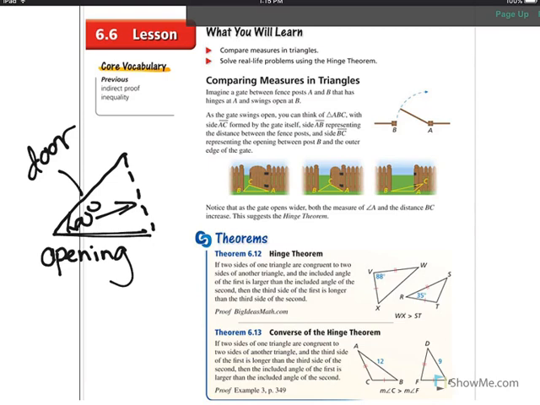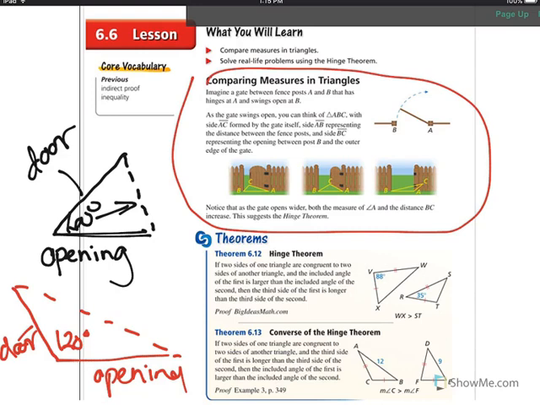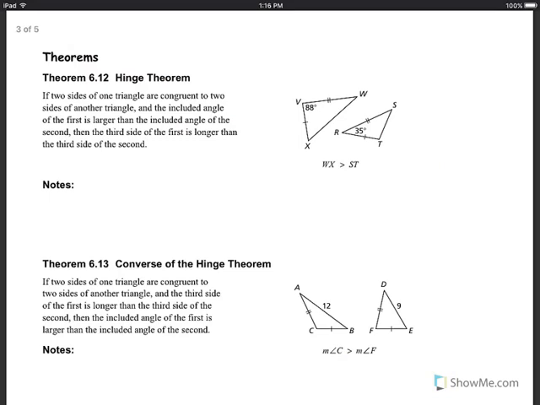Well, what we're going to be doing is comparing the distances. So say I open the door really wide, say about 120 degrees. Here's the door, here's the opening, and you're going to be comparing how wide the door opens essentially, and that's what this section's all about, and you can read that a little bit more if you need better clarification. It's just talking about the gate opening up more.